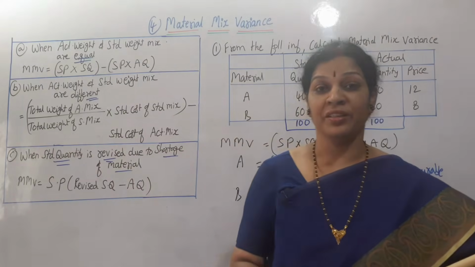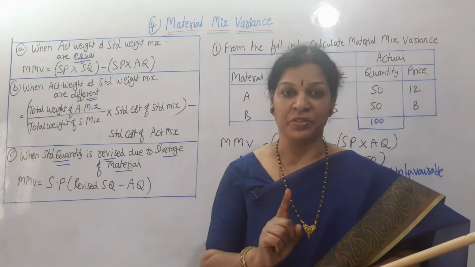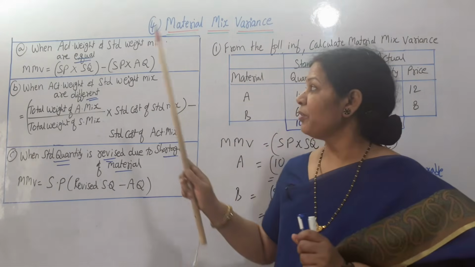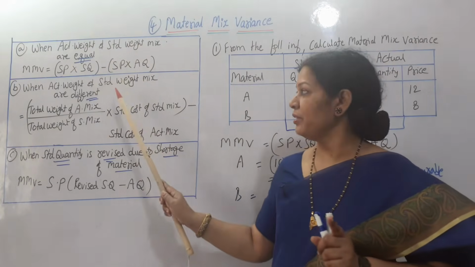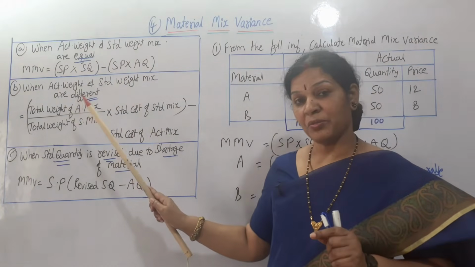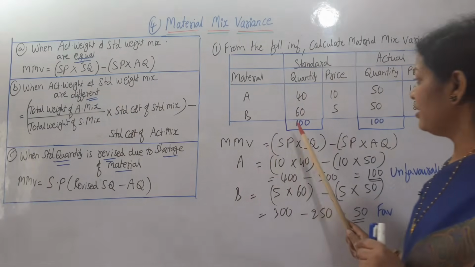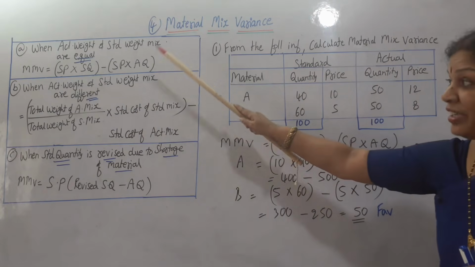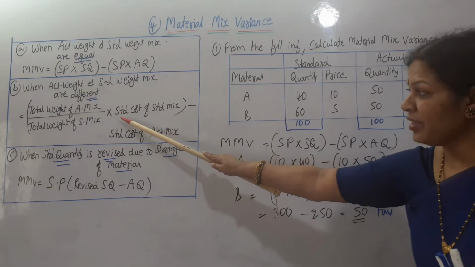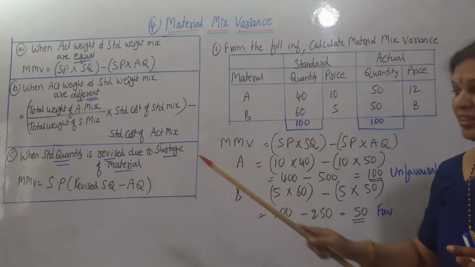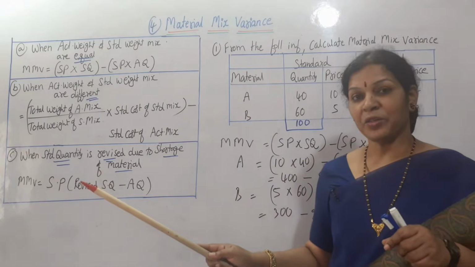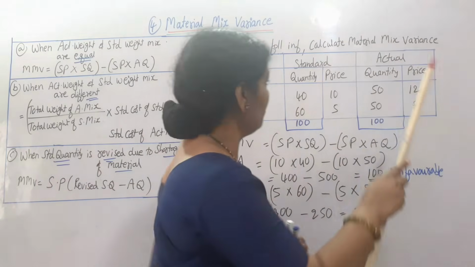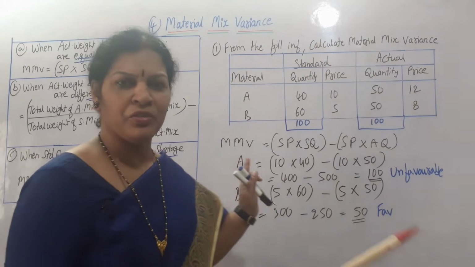Now today we understood what is material mix variance. Material mix variance we can calculate through 3 formulas. When actual weight and standard weight are both equal, we use this formula. When both are different, we use the big formula. Here in this problem both are equal, so we have used the first formula. And the third one is when standard quantity is revised. As per this problem, there is no revision, so the third formula is ruled out.